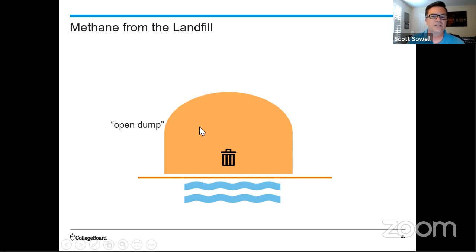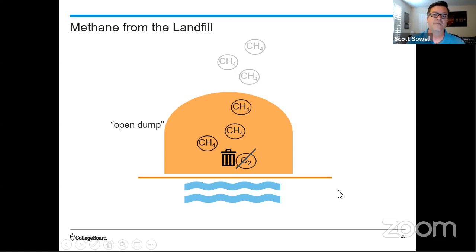This is going to be squished and compressed way down, but it's not going to be finished decomposing. And so what's going to start happening is anaerobic decomposition. So in the absence of oxygen, one of the main byproducts of anaerobic decomposition is methane. So methane is going to be generated in this landfill, get into the atmosphere, where we know it is going to be one of the major greenhouse gases.